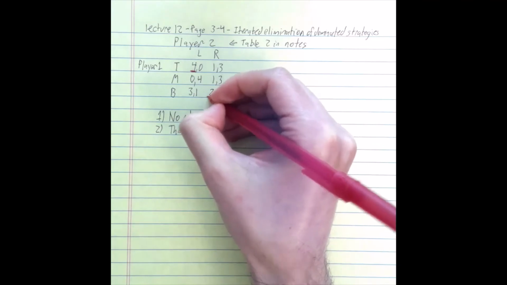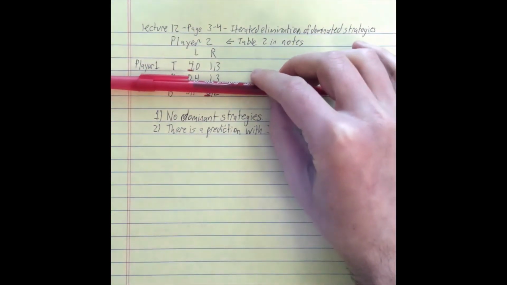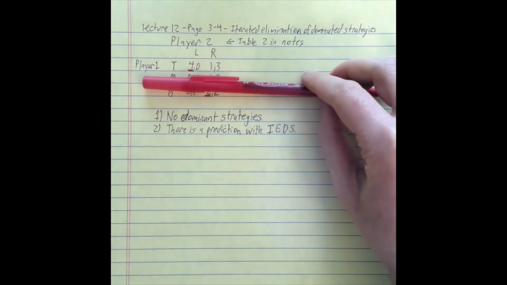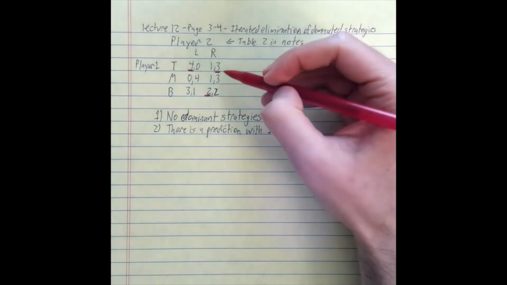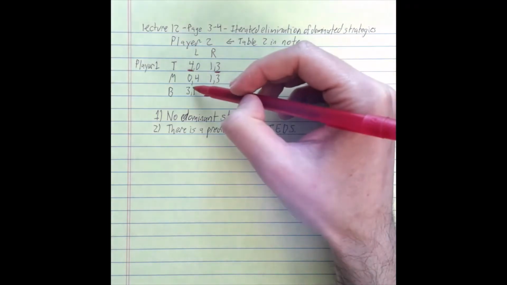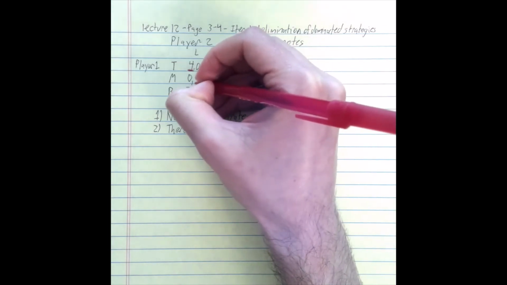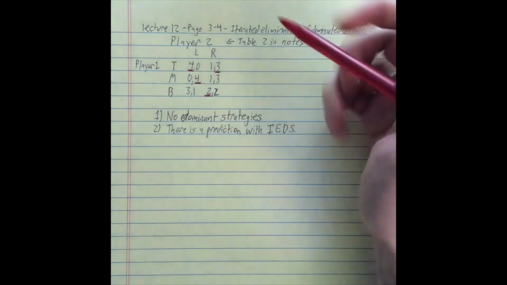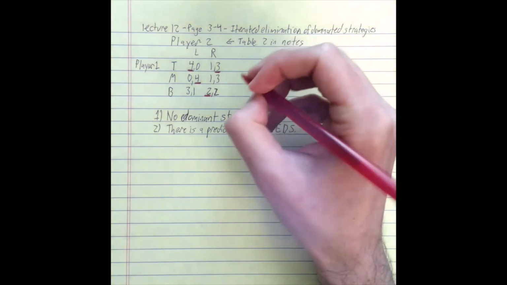All right, so for player 2, what if player 1 plays top? What should player 2 do? They should play right. If player 1 plays middle, what should player 2 do? They should play left. And if player 1 plays bottom, what should player 2 do? They should play right.